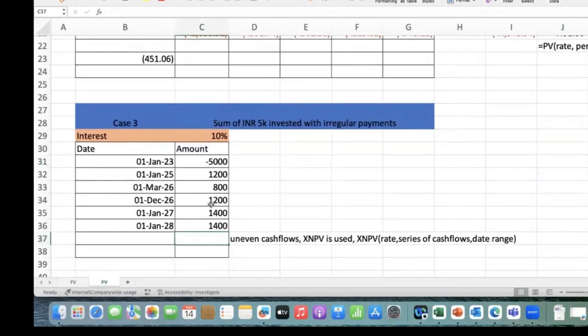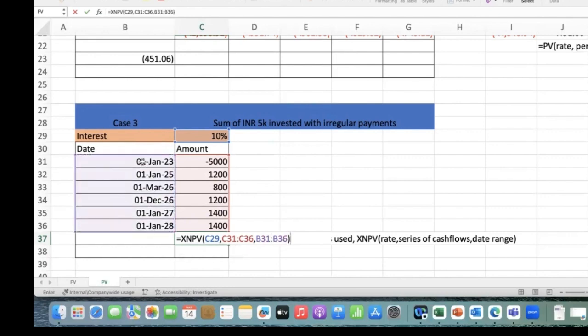Now I have the third case where there is a series of cash flows, but which are not equally distributed on the time horizon, and the cash flows are also uneven. How do we calculate the NPV here? For that, there is a function in Excel called XNPV. Let us use that. Equal to XNPV, opening bracket, the rate, comma, the values, comma, the dates.